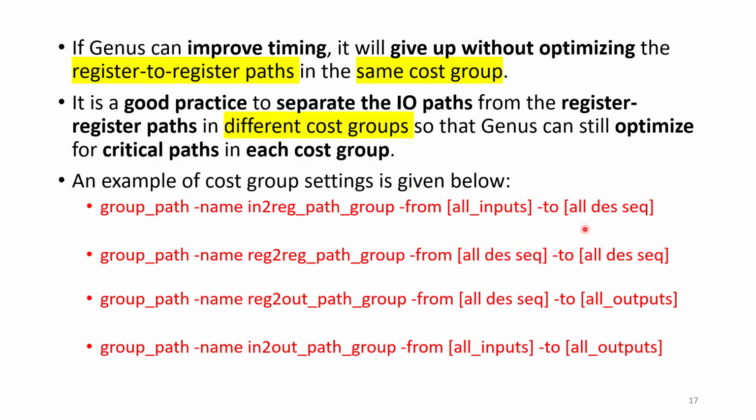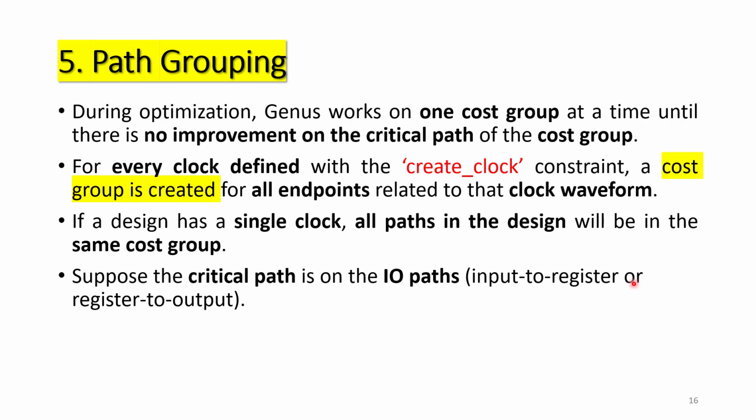Next, register to register means simply all_des_sequential to all_des_sequential. If it is from register to output, simply use all_des_sequential to all_outputs. If it is input to output, it will be from all_inputs to all_outputs. So simply group_path, the name you have to give, followed by from and to. And here you have to give from input to register, register to register, register to output, and input to output. So this is about path grouping.